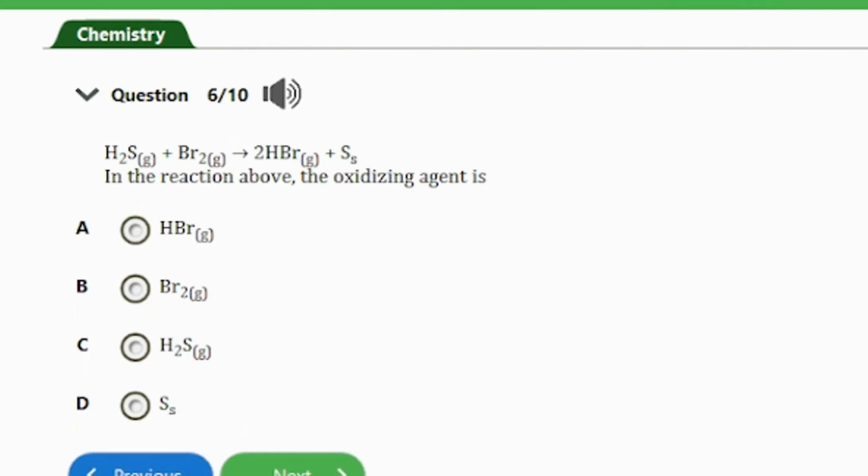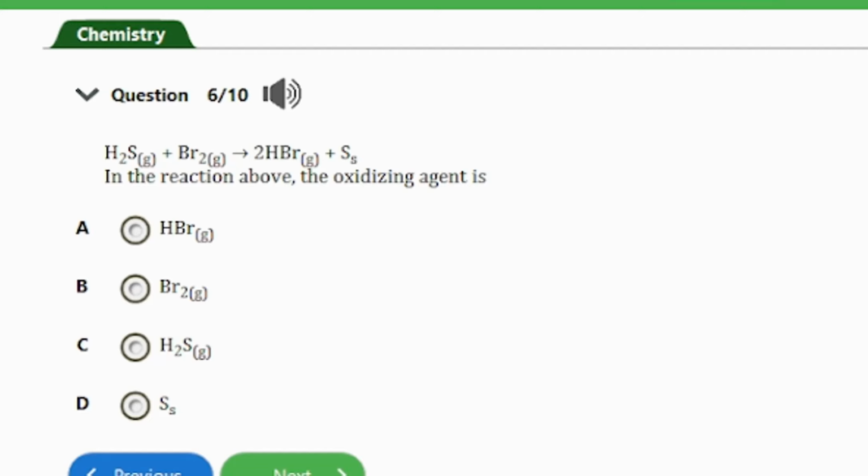So let's consider the next question. Question number 6. It says, okay, we have an equation of a reaction here too, and the question says, in the reaction above, the oxidizing agent is. So guys, one thing you should take note of is that the oxidizing agent is the one which is reduced in a reaction. So the oxidizing agent here will be the bromine, that's Br2 here, because this gas here is being reduced by addition of hydrogen.